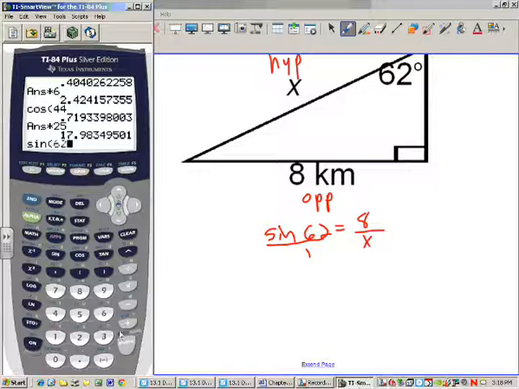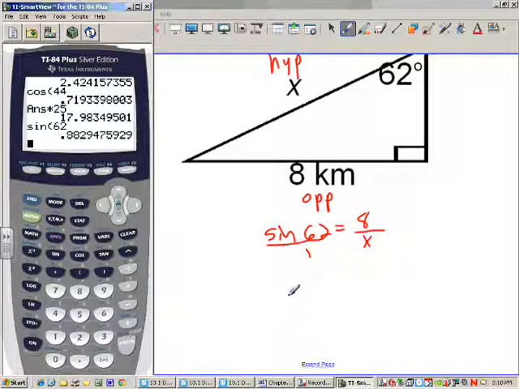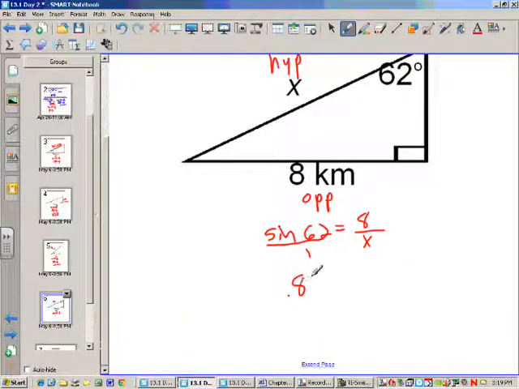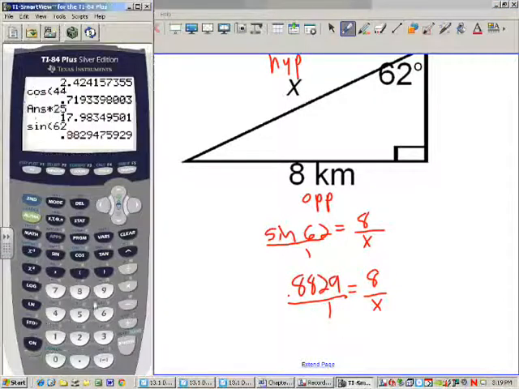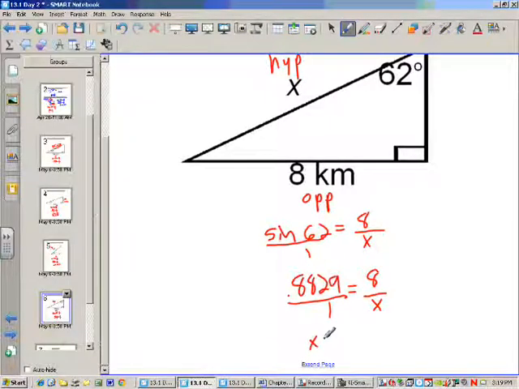Sine of 62 is equal to 0.8829. Now I cross multiply and divide. 8 times 1 divided by this. So that would be 8 divided by that answer, which will give us x equals 9.06. And again, this is in kilometers.